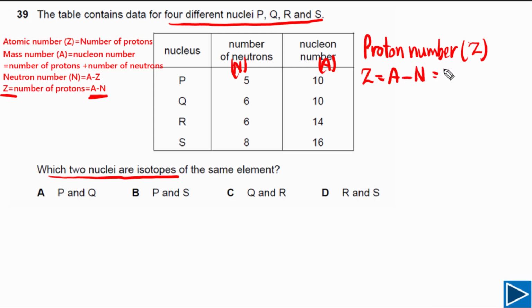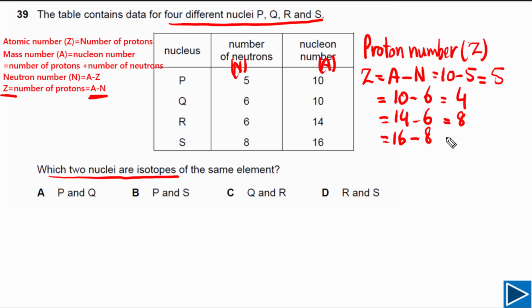Now here we have A, so it means 10 minus 5. So the number of protons in P nucleus is equal to 5. For Q nucleus, this is 10 minus 6, so this is equal to 4. For nucleus R, that is 14 minus 6, so that will be equal to 8. For nucleus S, this is 16 minus 8, so this is also equal to 8.